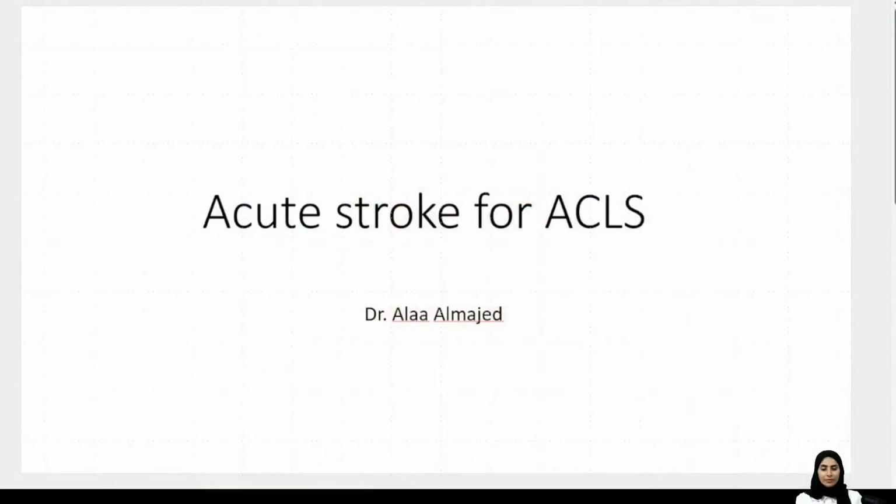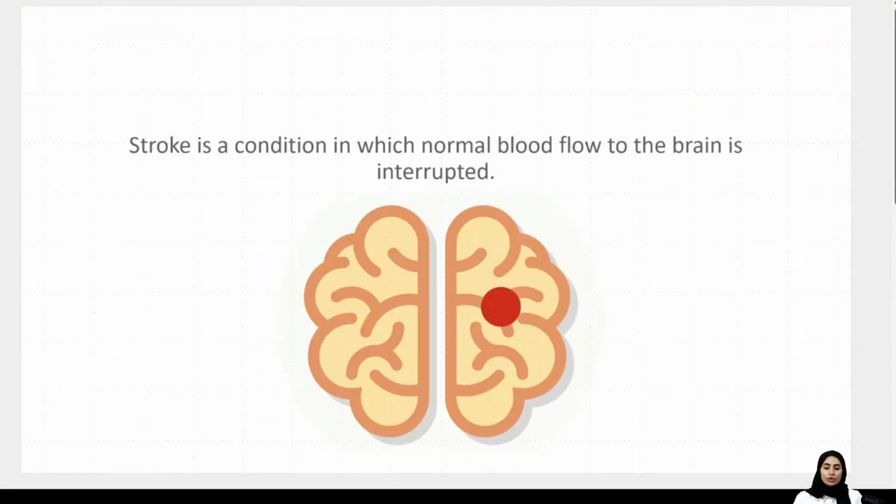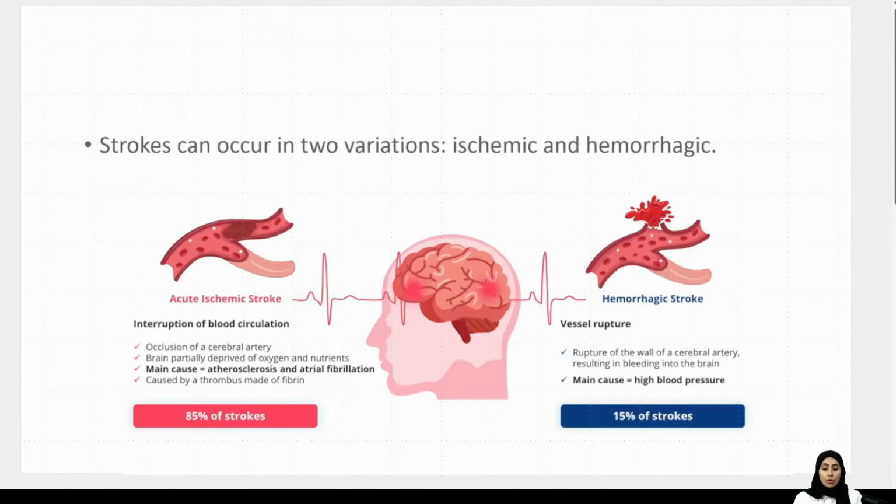Acute stroke for ACLS. Stroke is a condition in which normal blood flow to the brain is interrupted. Strokes can occur in two variations, ischemic and hemorrhagic. Acute ischemic stroke accounts for 85% of strokes, which is more common than hemorrhagic stroke.